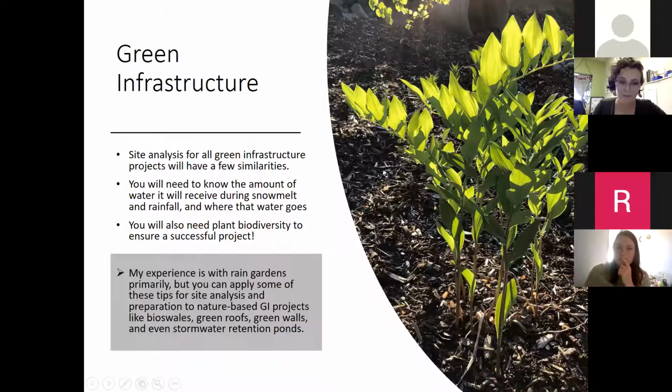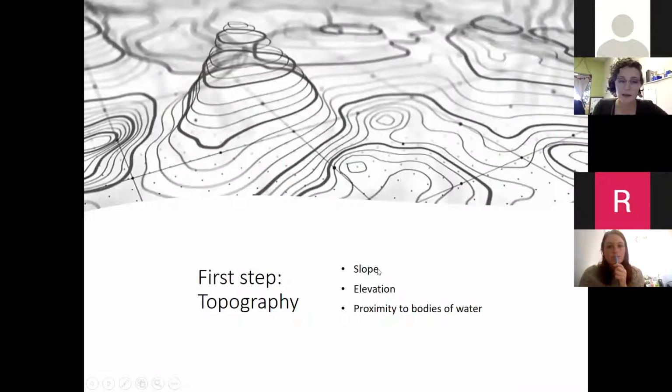But site analysis for green infrastructure projects will have a few similarities. It is important to consider the amount of water a site will receive at different times of the year, where that water will go, and where you want it to go. Any GI project will also need plant biodiversity to succeed. So next we have our first step, looking at topography. It is important to know the slope, elevations, and proximity to bodies of water for your projects.